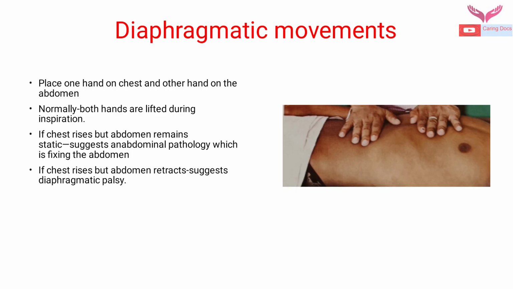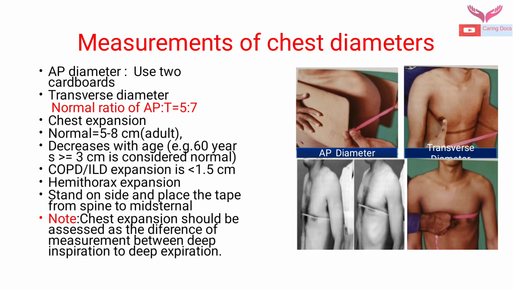For palpating the diaphragmatic movements, we place one hand on the chest, other hand on the abdomen. Normally, both hands are lifted during the inspiration. If the chest rises but the abdomen remains static, it is suggestive of abdominal pathology, which is fixing the abdomen. If the chest rises but the abdomen retracts, it is suggestive of diaphragmatic palsy.